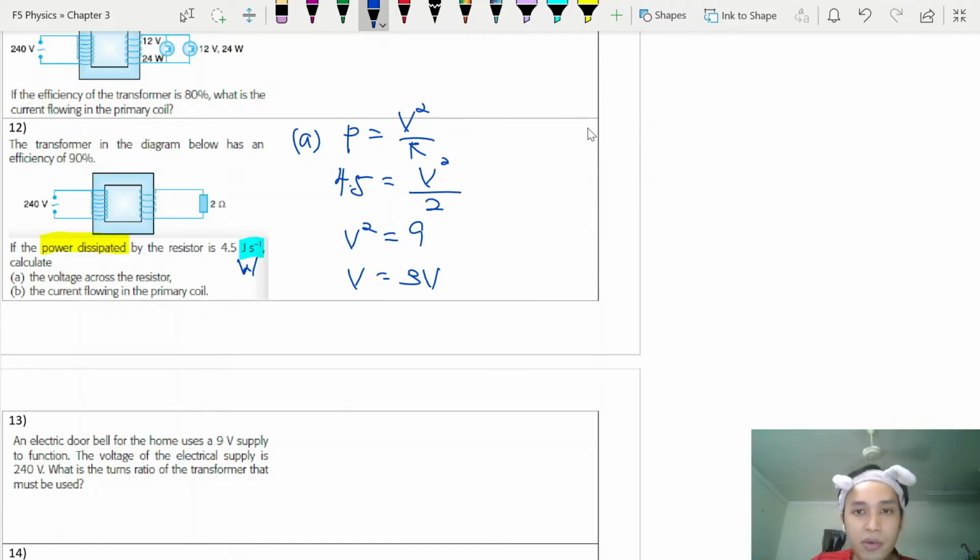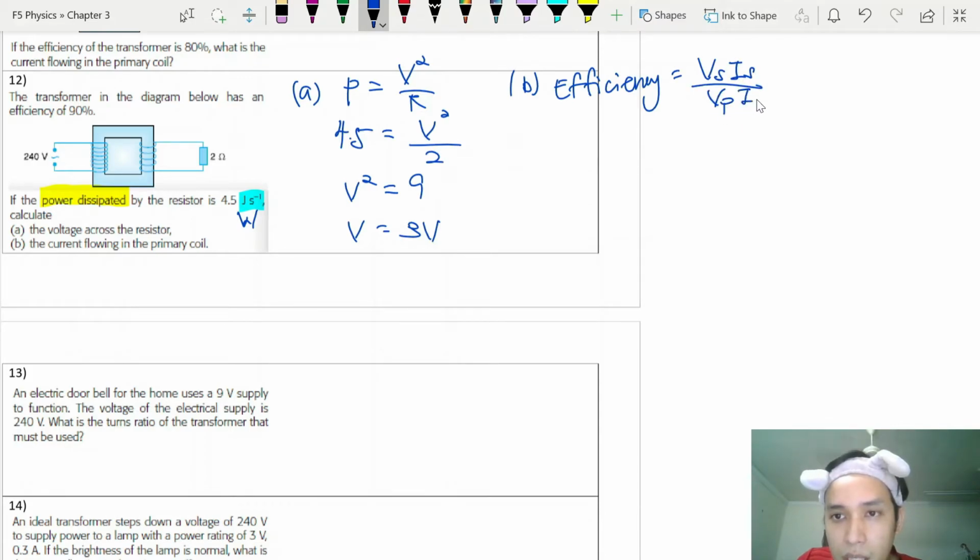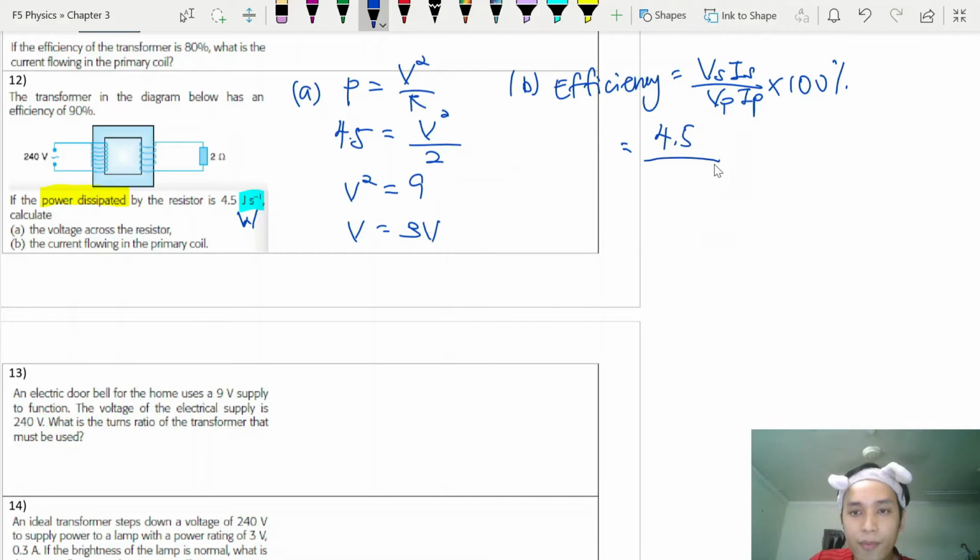So they let me know the efficiency. So efficiency, meaning output VsIs over VpIp times 100%. In this case, the output I already know is 4.5. So the top here I straight away put in is 4.5. Vp, input is 240. I want to know the Ip. So this is 90%. So we just calculate. 90 divided by 100, 0.9. 4.5 divided by 0.9, divided by 240. The current here will be 0.02 amperes.